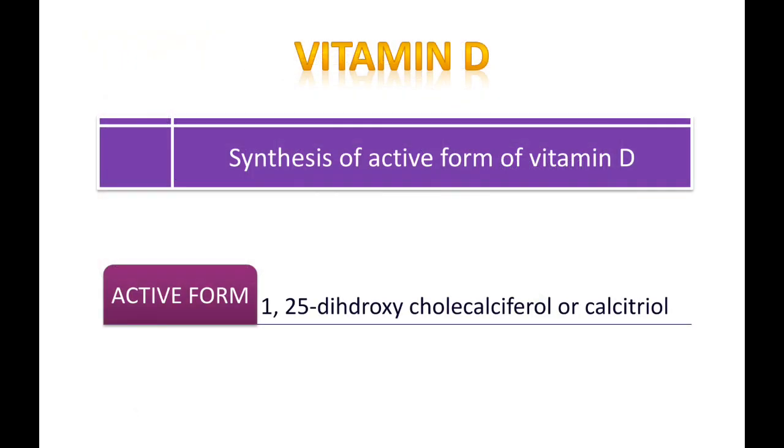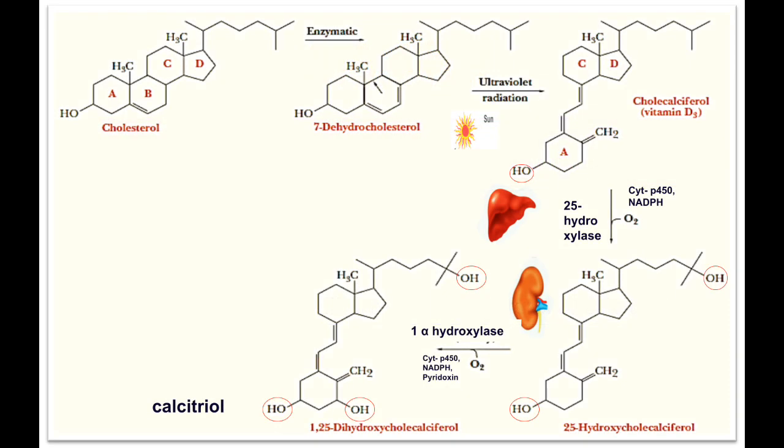When these provitamin forms enter the body, they ultimately transform to the active form, that is calcitriol or 1,25 dihydroxycholecalciferol. That is the active form of vitamin D. So this is the pathway of how it is activated. Here, cholesterol forms 7-dehydrocholesterol, which is an enzymatic reaction.